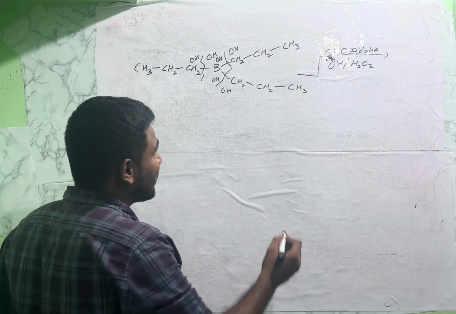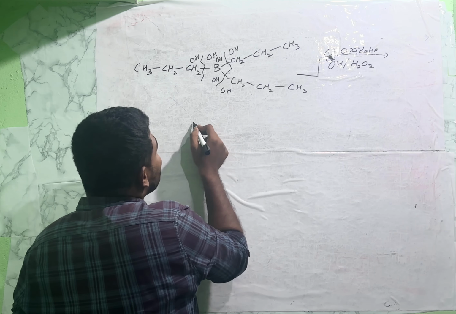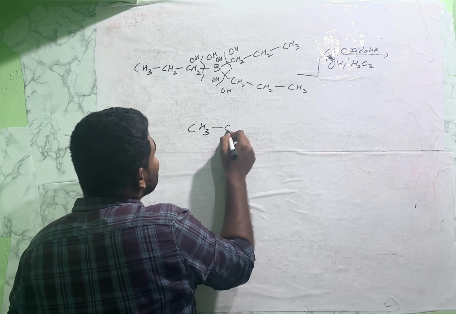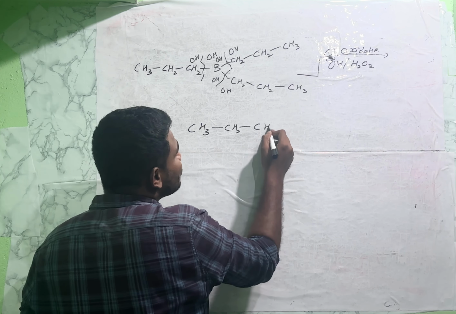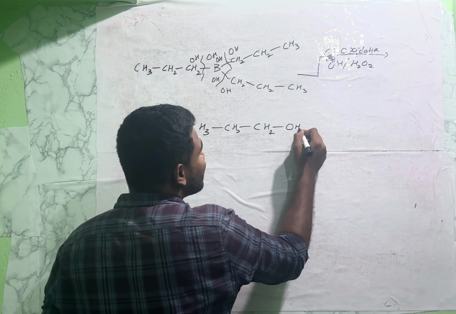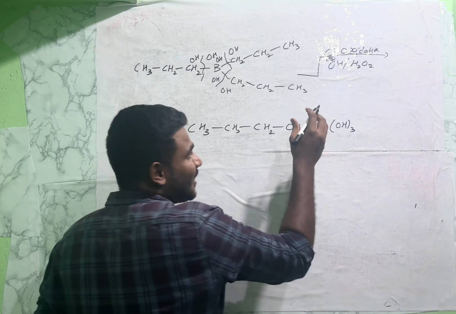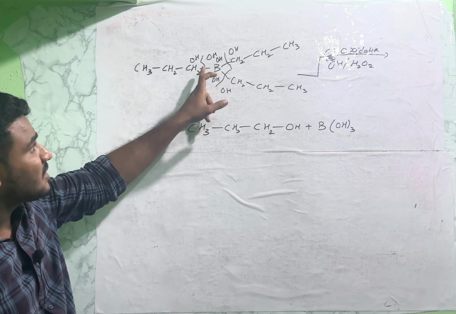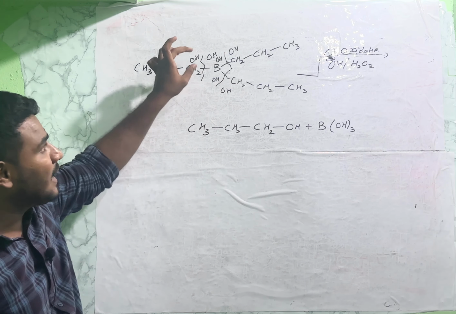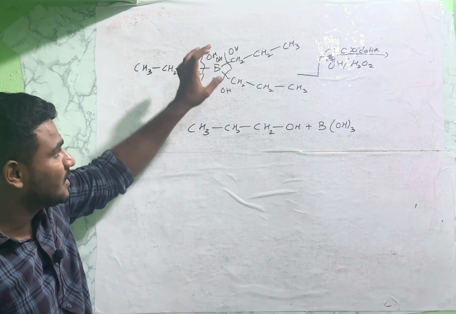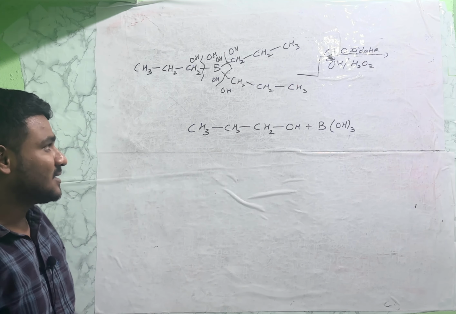Okay, let's see the product. What is the product here? CH3, CH2, CH2, OH plus BOH3. It is the product for oxidative hydroboration. You understand, right? Here we added OH minus. Break the bonds, add OH on both sides, and the desired product will be this.